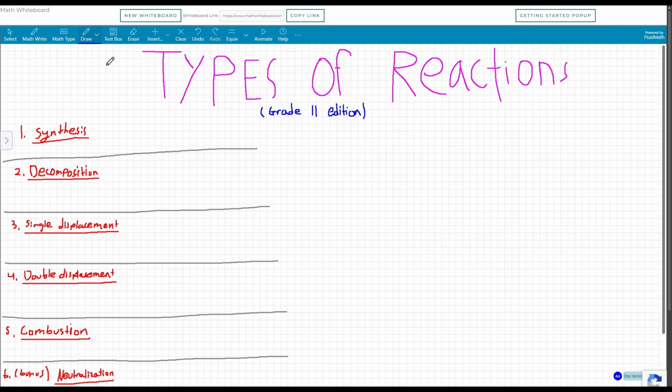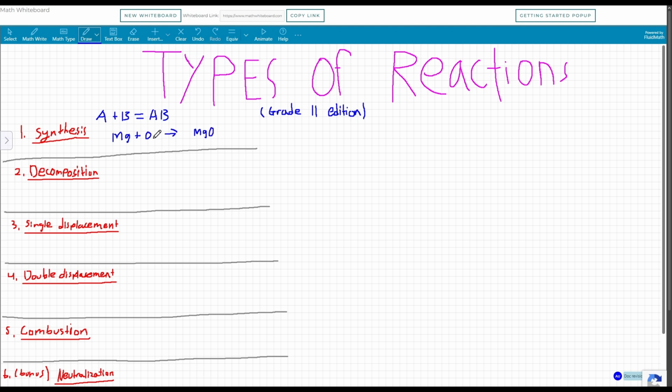Many of you should already be very familiar with the synthesis reaction from grade 10 chemistry. So the basic formula is A plus B equals AB. Let's give an example here. Let's say we have magnesium plus oxygen, and we get magnesium oxide. But remember, we need to balance these.